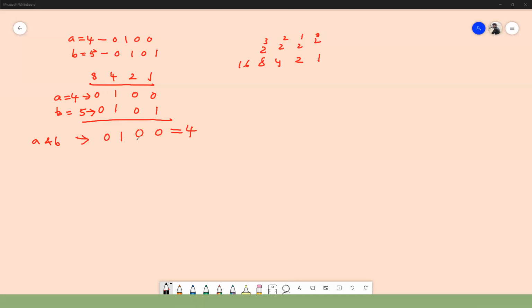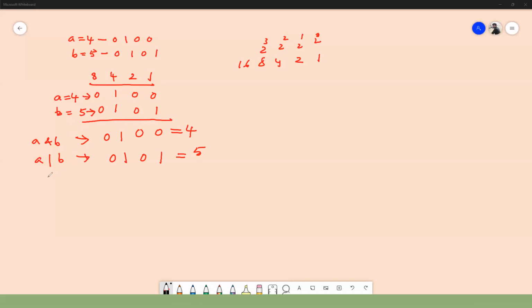Now the second one is A or B, which we have seen in the table. A or B means if any one of the values is 1, then it will become 1. So 0 1 0 0 or 0 1 0 1 gives 0 1 0 1. The 1 position and the 4 position give 4 plus 1, which is 5. A and B became 4, and A or B became 5. This is how you need to calculate these bitwise operators.